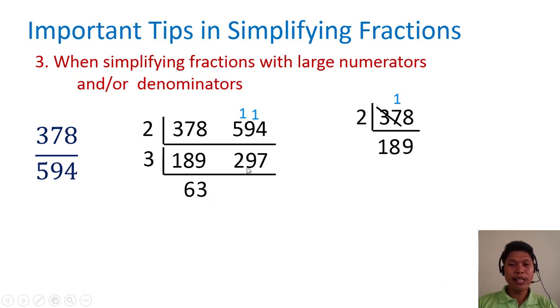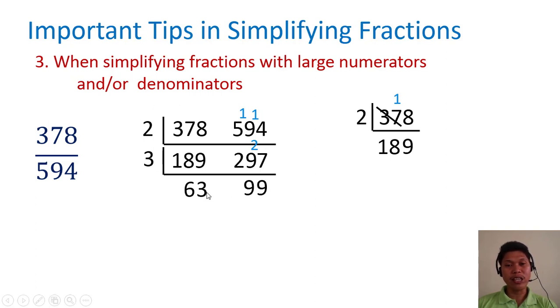Eto, 29 divided by 3. Kailangan nating mag-skip count ng 3. 3, 6, 9, 12, 15, 18, 21, 24, 27, tapos may remainder na 2. Ayan. Tapos combine natin ang 2 and 7, 27, divided by 3 is 9 pa rin.